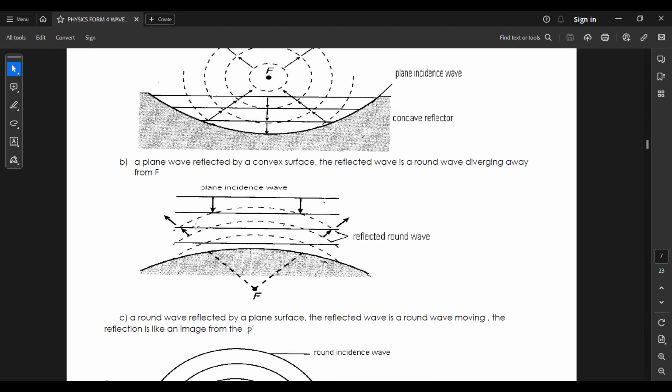If the plane waves are reflected on a convex surface, they will take the shape of that convex surface and they'll be diverging away from the surface. See, they are diverging away from the surface. So they take that shape. This is the surface of the reflector. When the plane waves are moving towards the surface, they are reflected and take the shape. So from the first diagram and second diagram, you should know by now, plane waves, once they are reflected from the surface of a reflector, will take the shape of the reflector. Next.